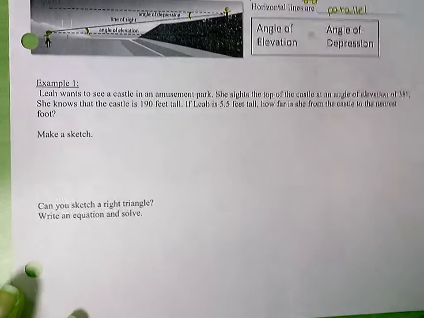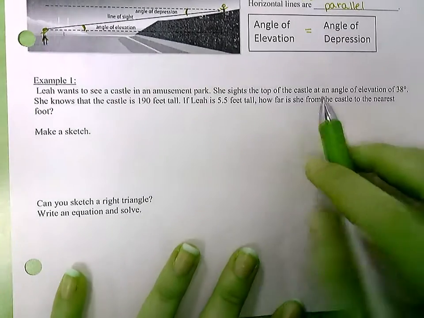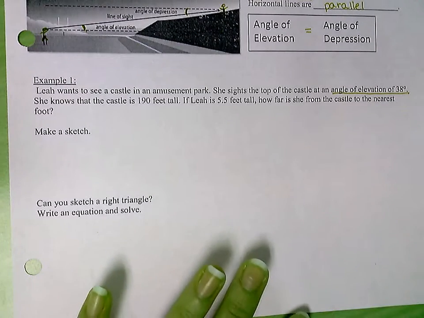All right, example 1. When you have word problems, make sure you read through the problem and underline anything that you think will be important. Leah wants to see a castle in an amusement park. She sights the top of the castle at an angle of elevation of 38 degrees.